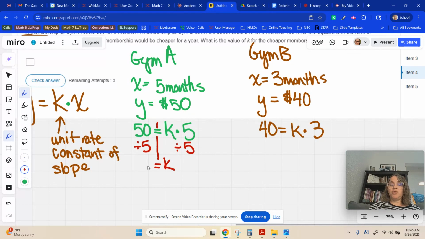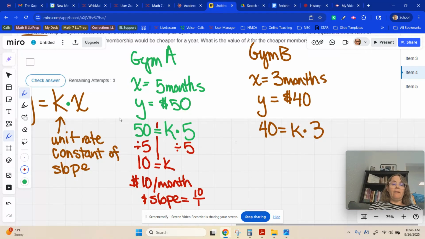So Gym A is at a rate of, oh, not 5. What's 50 divided by 5? 10. 10 is the K value. So what we can say here is the unit rate is $10 per month. Okay, we could say K equals 10. We could say the slope would be 10 over 1. Okay, but that's what we're doing there.